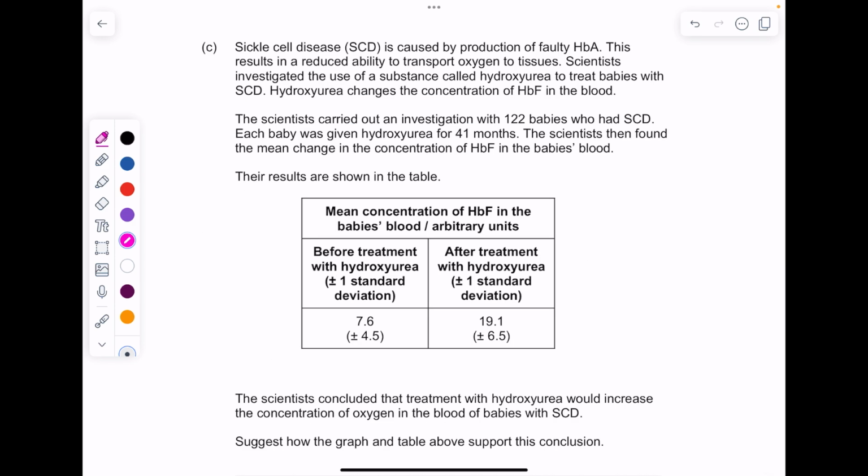Sickle cell disease is caused by production of faulty adult haemoglobin. This results in a reduced ability to transport oxygen to tissues. Scientists investigated the use of a substance called hydroxyurea to treat babies with sickle cell disease. Hydroxyurea changes the concentration of fetal haemoglobin in the blood. The scientists carried out an investigation with 122 babies who had sickle cell disease. Each baby was given hydroxyurea for 41 months. The scientists then found the mean change in the concentration of fetal haemoglobin in the baby's blood.